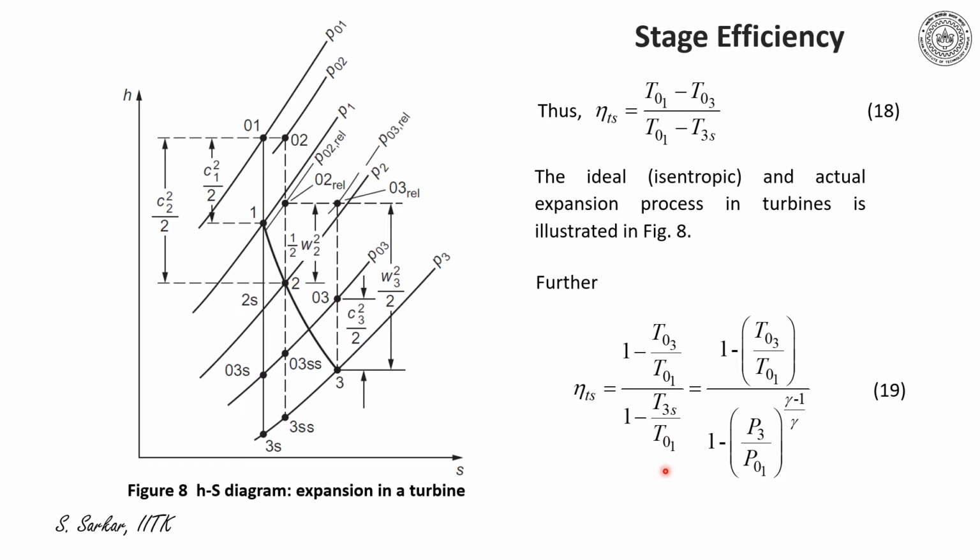Now T3S by T01 can be expressed in terms of the pressure ratio P3 by P01. Thus I can write eta Ts is equal to (1 minus T03 by T01) divided by (1 minus (P3 by P01) to the power gamma minus 1 by gamma). So equation 19 is an important relation which gives the total to static efficiency.